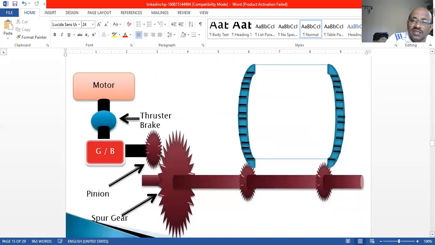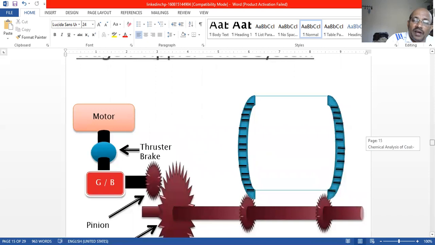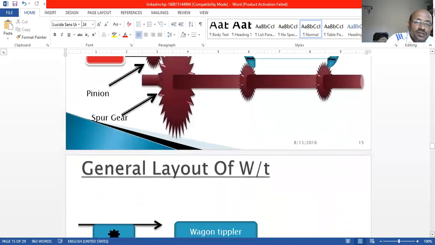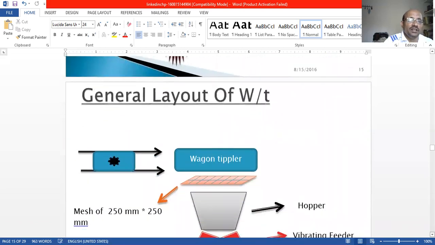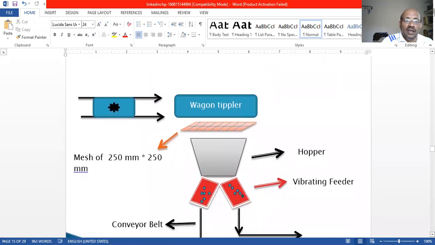Okay, here you can see that in coal mines we use this equipment, and listening to it, it is very easy, but whenever it is in operation it is very difficult. So we use spur gears for this coal handling equipment. So the general layout of this, we can see how we do it.